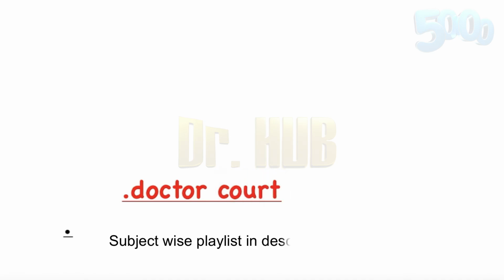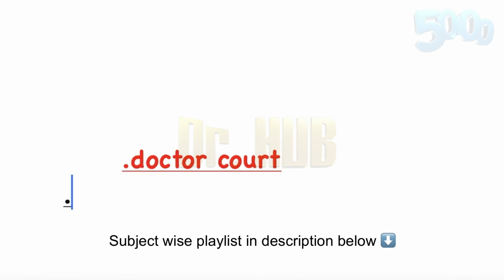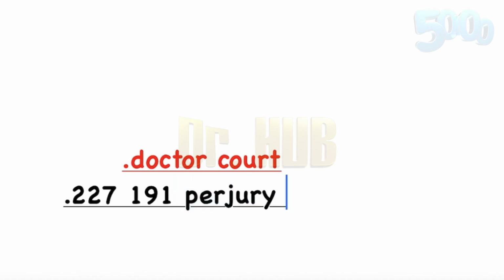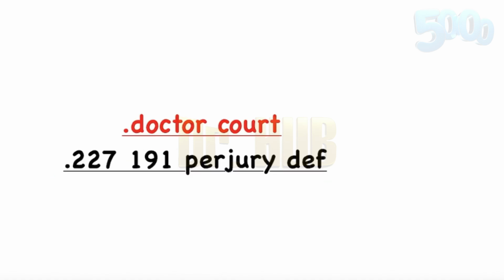Now let's look at the sections associated with the doctors. So doctors are associated with the court orders, the IPC sections as well as the BNS. So let's look at the BNS section 227, or the IPC section 191. It deals with false evidence. 191 means there is false evidence, that is the perjury definition. So the definition of perjury is what this is associated with.